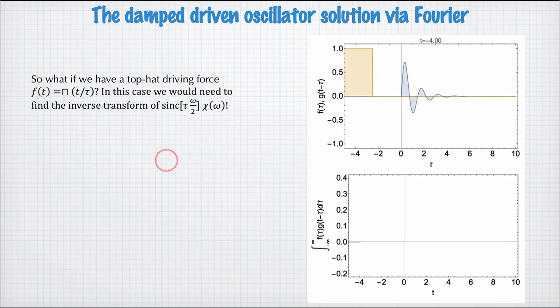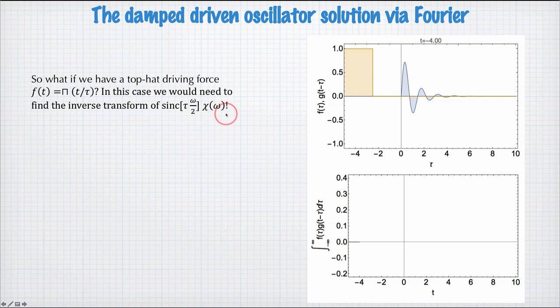Now, just as we did for the circuit, we can use our impulse response function to generate a solution to any arbitrary driving force. So let's again consider the case of a top hat drive. Now, if we were to look at the Fourier domain solution, we would have the Fourier transform of our drive, which is a sinc function, multiplied by the mechanical susceptibility, and we have to find the inverse Fourier transform of this. That looks really hard. You might be able to do it numerically, but I don't think this is really something you can do analytically.